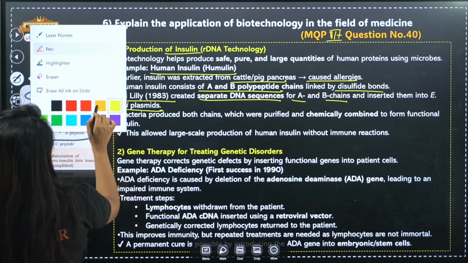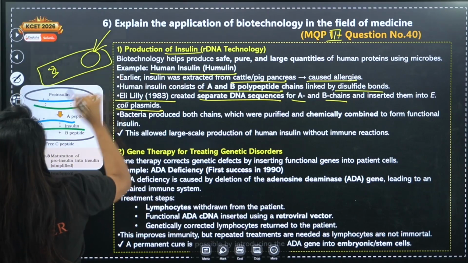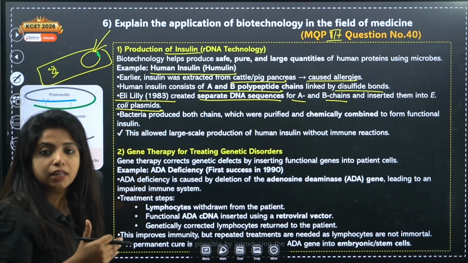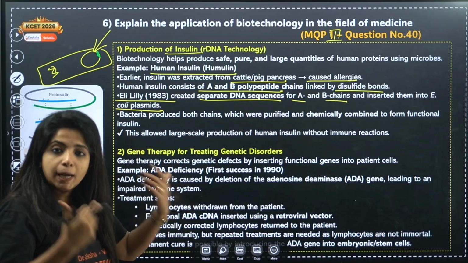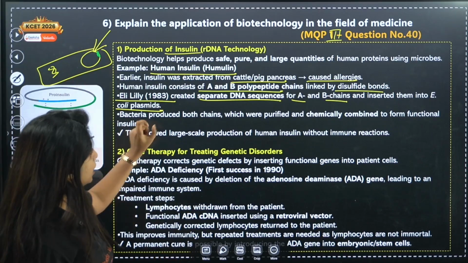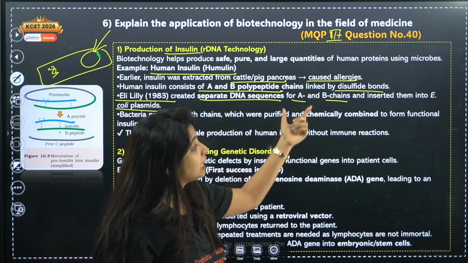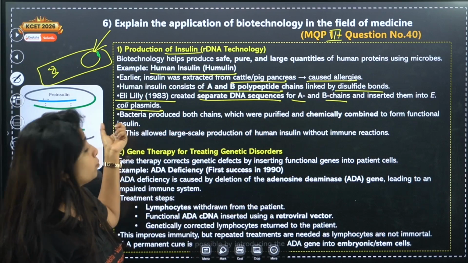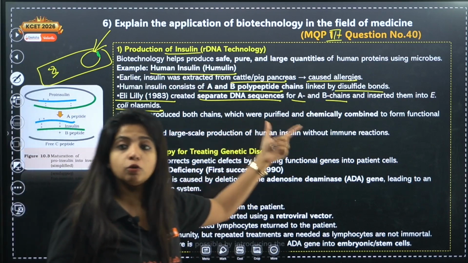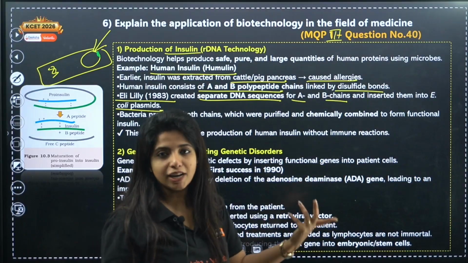Now suppose I am putting my gene of interest over here. This plasmid has everything needed for self-replication. It keeps on replicating, keeps on producing my protein for sure. So now, bacteria produce both chains, which were purified and chemically combined in the laboratory to produce what? The functional insulin. This allows large-scale production of human insulin without immune reactions as well.